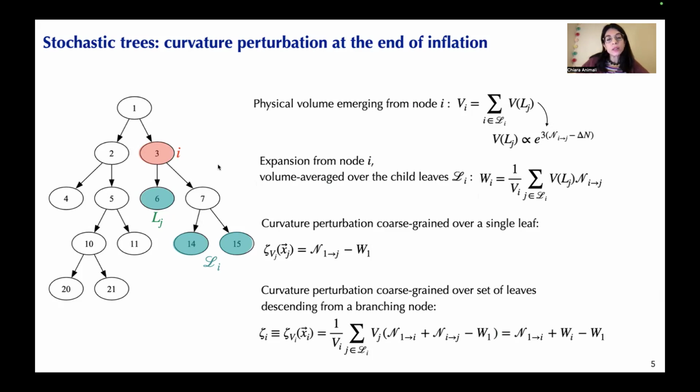And now, if we imagine that this tree is the whole observable universe of an observer that is performing measurements on the end of inflation hypersurface, then for them, the curvature perturbation coarse-grained on a single leaf is just the deviation of the local amount of expansion from the root node up to the leaf, with respect to the average over the whole observable universe. And this can be easily generalized if we want to coarse-grain the perturbation field over a region that encompasses more than one single leaf.